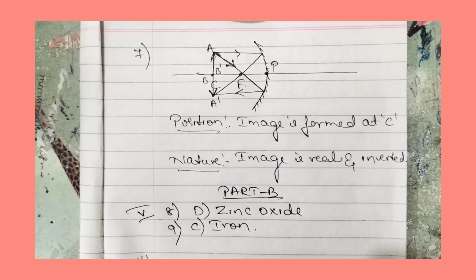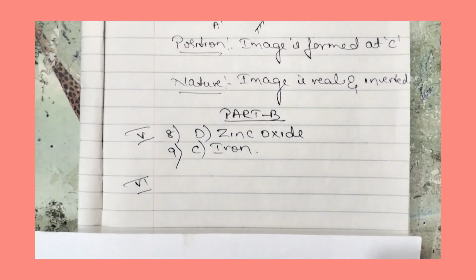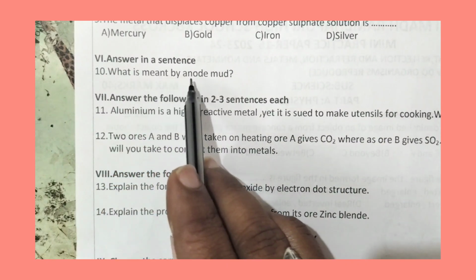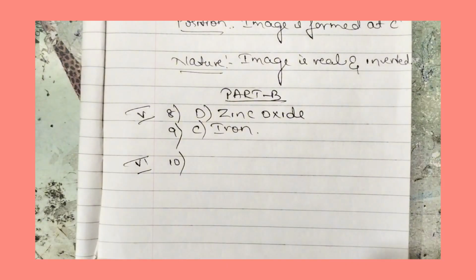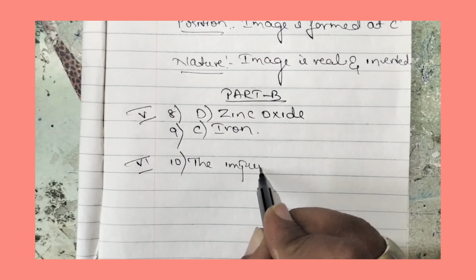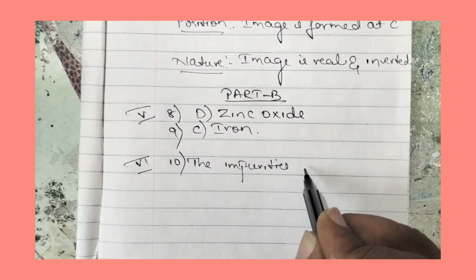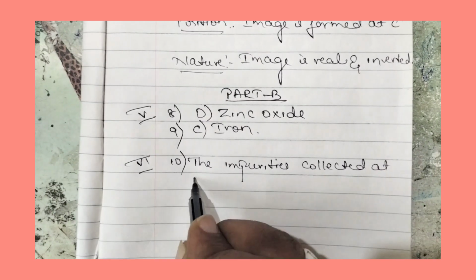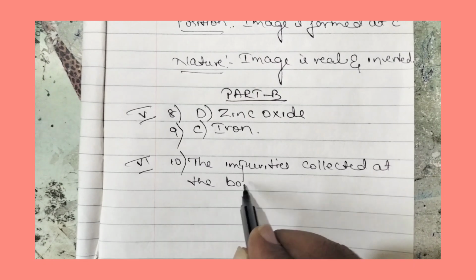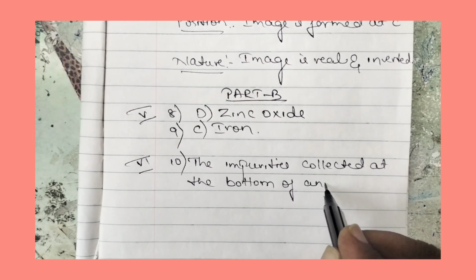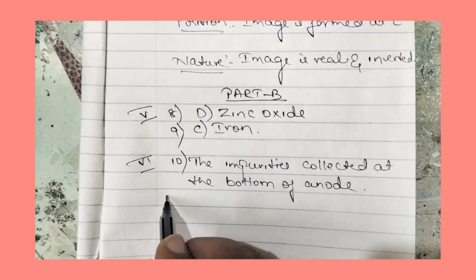Next, let us move to the 6th main, that is question number 10. So question number 10 is, what is meant by anode mud? So what is meant by anode mud? The impurities collected at the bottom of the anode is called anode mud.